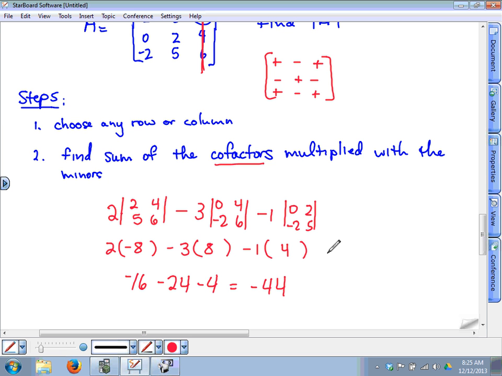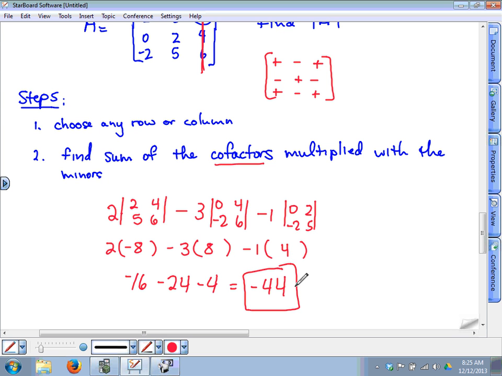Now the reason step 1 says to choose any row or column is that you would get the same value, negative 44, regardless of the row or column you choose to expand on. The determinant of this matrix is always negative 44, no matter how you find the determinant.